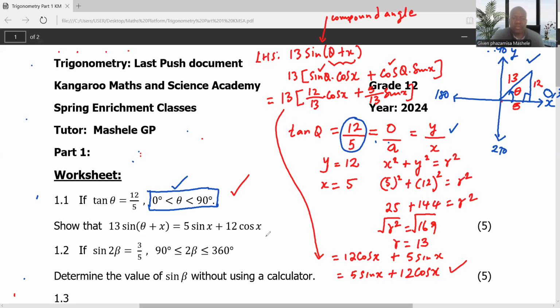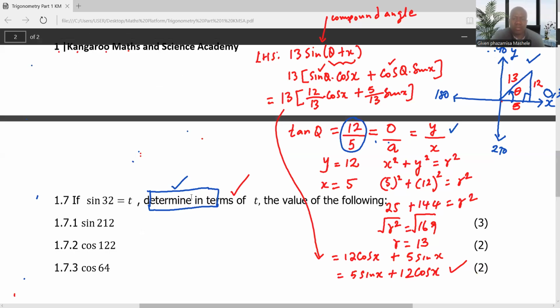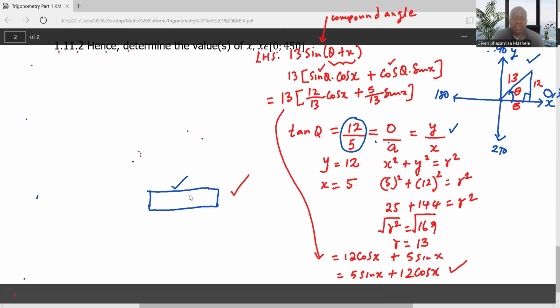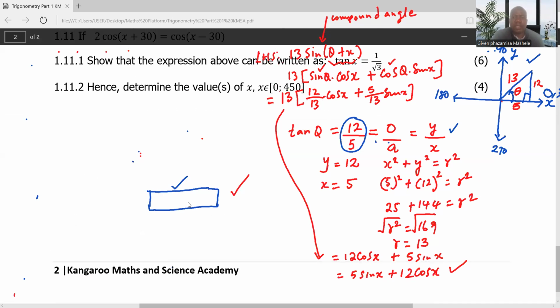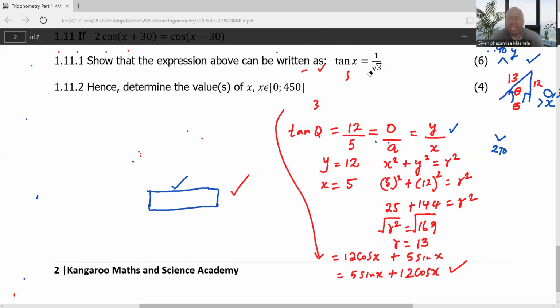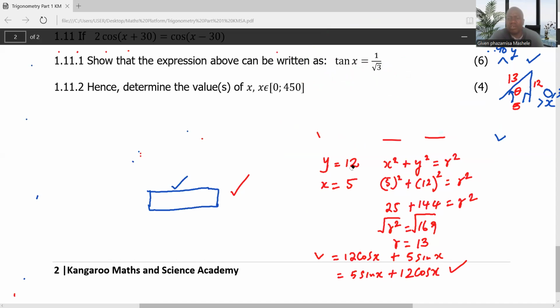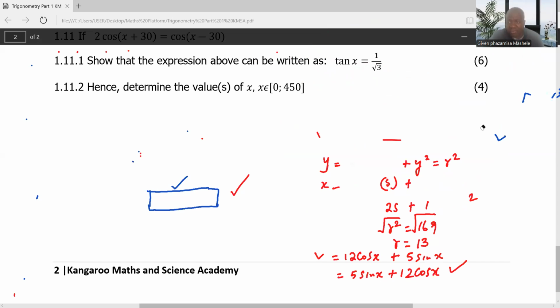So now we're going to do this. Let me get a blank space here. We are given sine 2 beta is 3/5, and we are also given the condition, the boundary, that 2 beta should be between 90 and 360. Once you are given that type of expression, it means you need to construct a right-angle triangle.